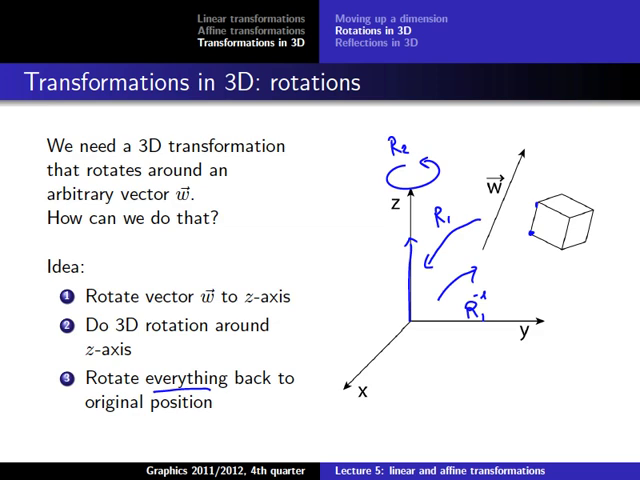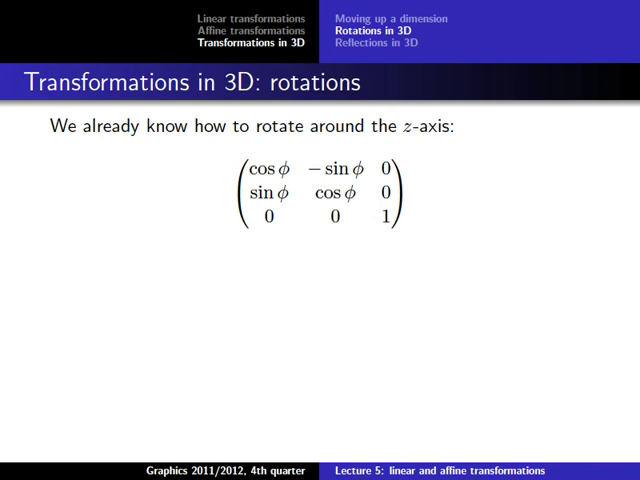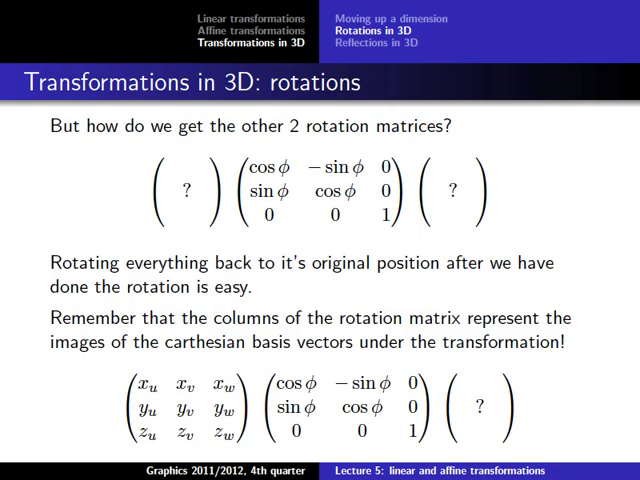I mean, the rotation around the z-axis, that's the simple case. We already know that. The question now is, how do we get the rotation from everything to the origin and then everything back? Now, the back way is also very simple, because if you remember what the columns of this rotation matrix represent, the rotation is a linear transformation. So remember, the columns of the rotation matrix represent the image of the Cartesian basis vectors under the transformation.